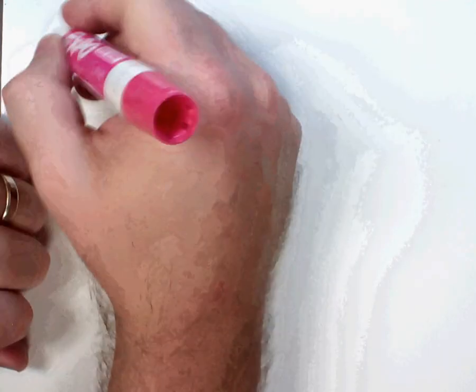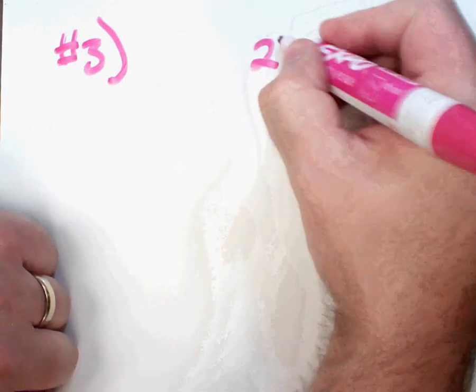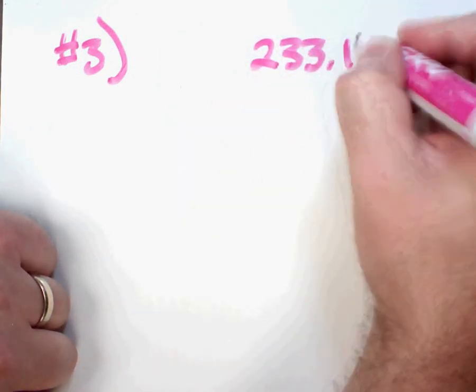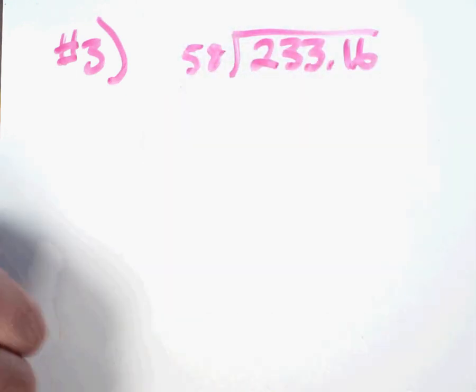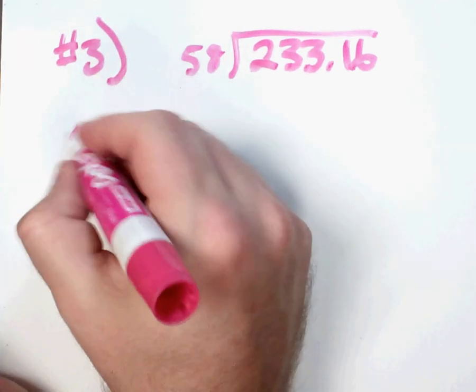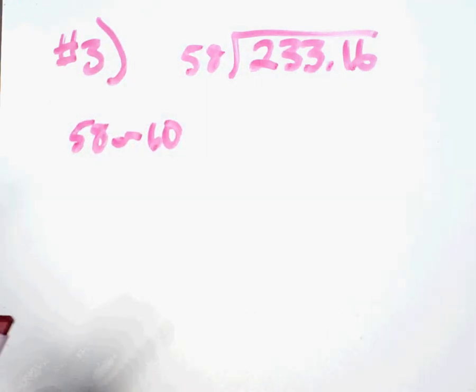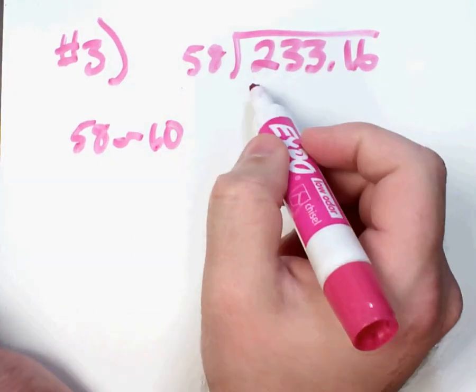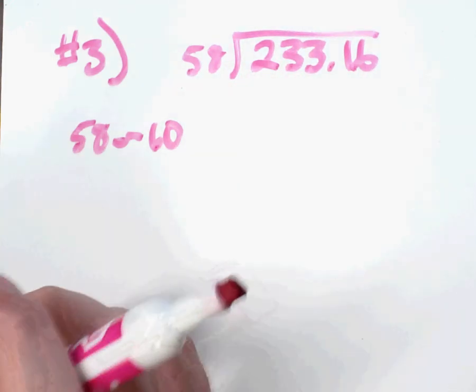Number 3 does not have quite as many digits, so I shouldn't run into any problems with running out of space. 233 and 16 hundredths divided by 58. Now 58 becomes a little bit more challenging because I can estimate, I can round it to 60, but I still have to think in terms of multiplying by 60. So there may be a little trial and error on this one, but I think we'll be okay.